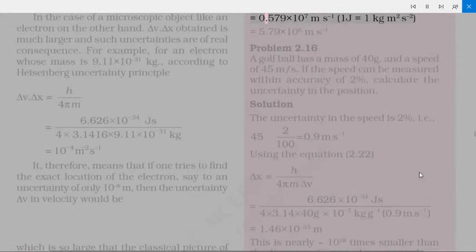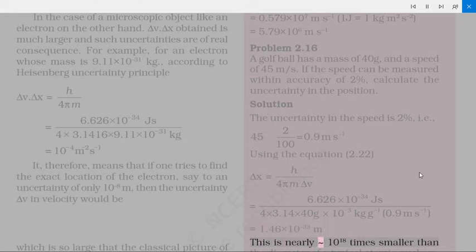Δv = 0.579 × 10^7 m s^-1, 1 J = 1 kg m^2 s^-2, = 5.79 × 10^6 m s^-1. Problem 2.16. A golf ball has a mass of 40 g and a speed of 45 m/s. If the speed can be measured within accuracy of 2%, calculate the uncertainty in the position. Solution: the uncertainty in the speed is 2%, i.e., using the equation 2.22, Δx = 1.46 × 10^-33 m.